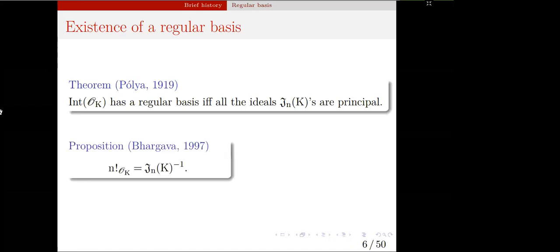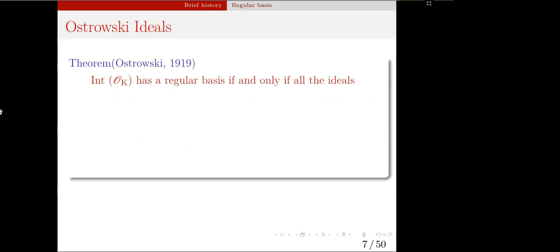And in a modern version, one can show that the characteristic ideals are the inverses of the generalized factorial ideals of Bhargava. Indeed, Manjul Bhargava, using an interesting notion, namely p-ordering, defined the notion of generalized factorial ideals, and so we find an equivalent criterion for Int(O_K) to have a regular basis, that is, all generalized factorial ideals of K are principal. However, we will not use this here, and instead of these two criteria, I will use an equivalent criterion due to Ostrowski.